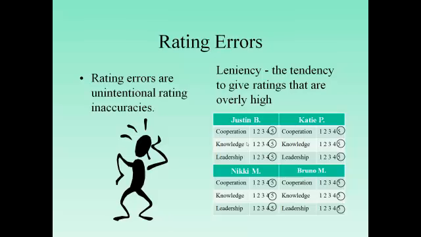One of the most common ones is leniency. This is the tendency to give ratings that are overly high. As you can see here, we have someone who has given each of the individuals, Justin B, Katie P, Nikki M, Bruno M, all 5s on every dimension. So this is an example of leniency.